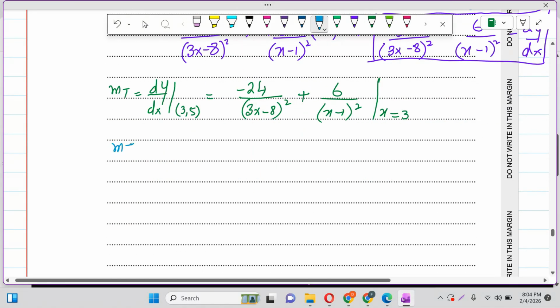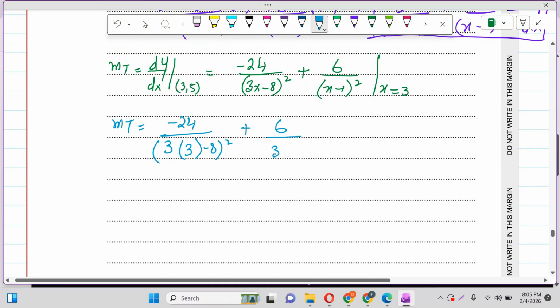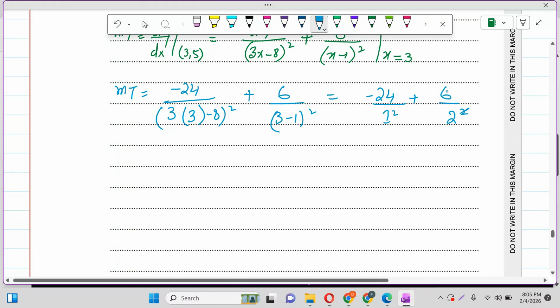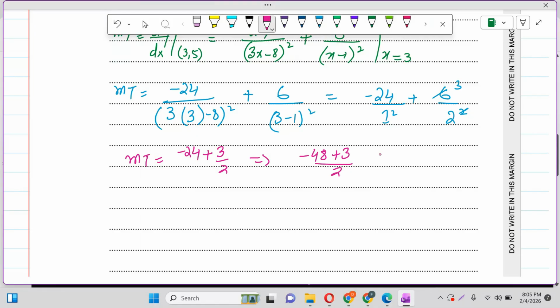So we have the slope of the tangent equal to -24/(3 times 3 - 8)^2 + 6/(3 - 1)^2. Further solving, we have -24/(9 - 8)^2, which is 1 squared, plus 6/2^2. So the slope of the tangent is -24 + 3/2, which is (-48 + 3)/2, which equals -45/2. This is the slope of the tangent.